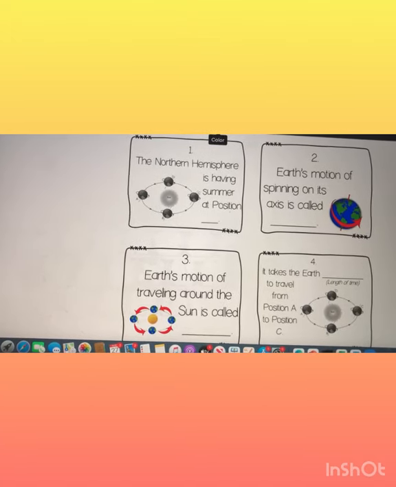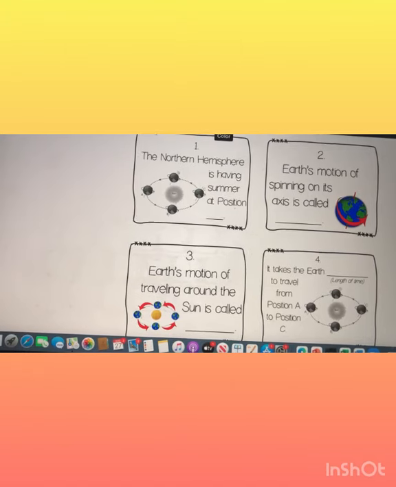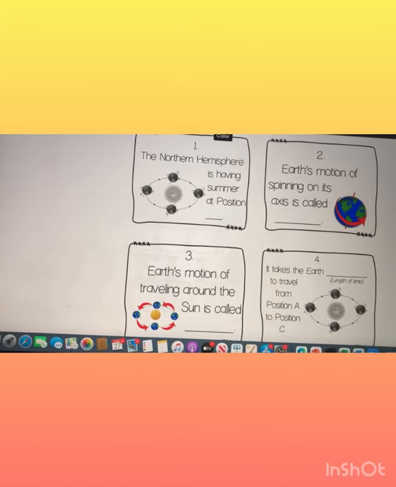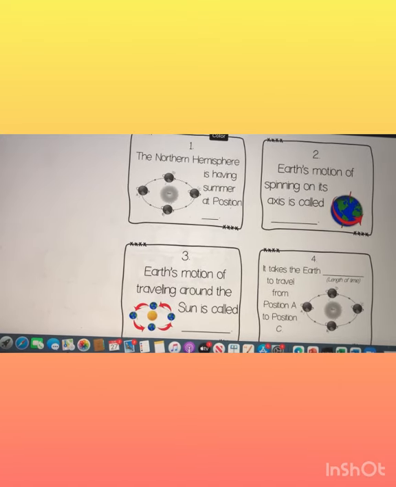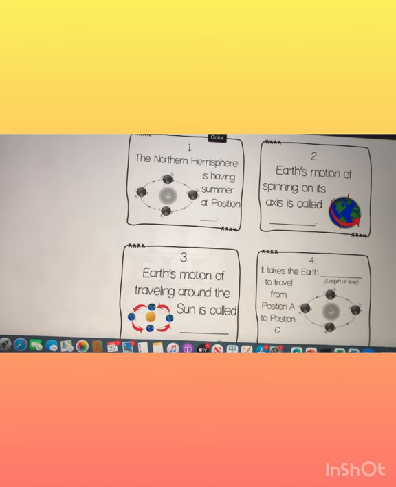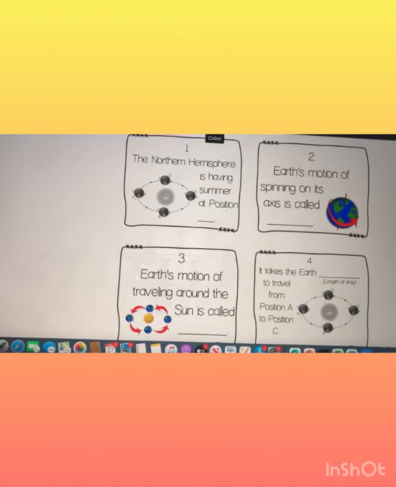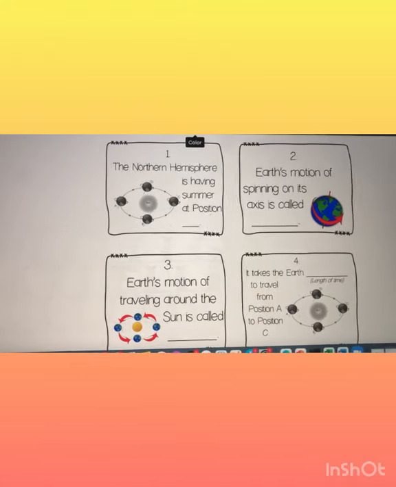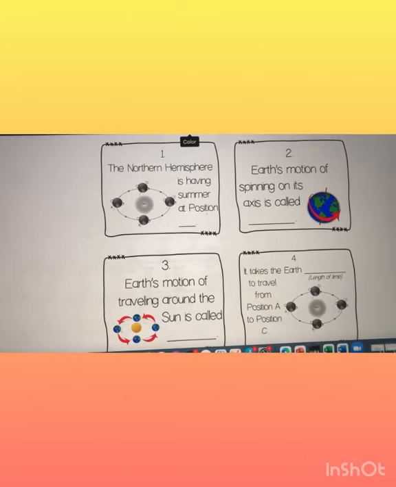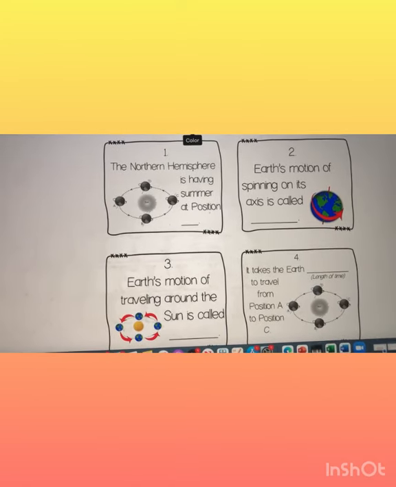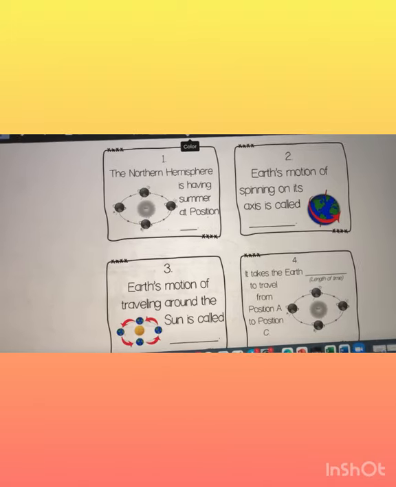If you have trouble with any of the words, you can use your Spanish-English dictionaries. And since we are doing this virtually and you don't have your classroom buddy, your parent can be your classroom buddy to help you out with this. Okay, so let's get started. The Northern Hemisphere is having summer at what position?